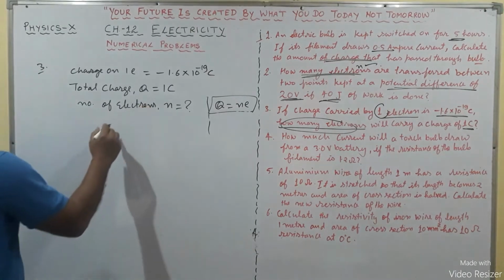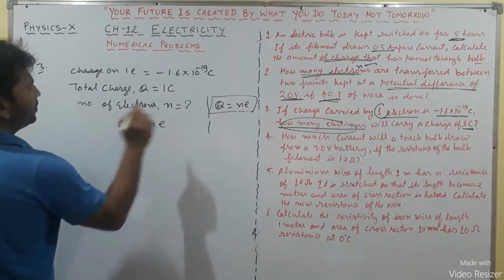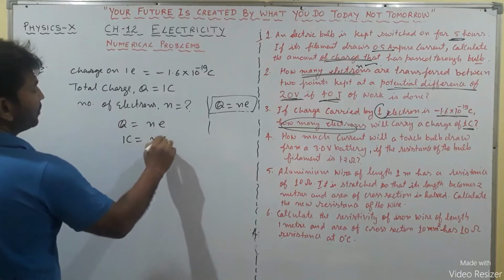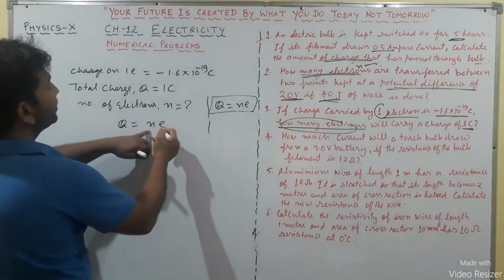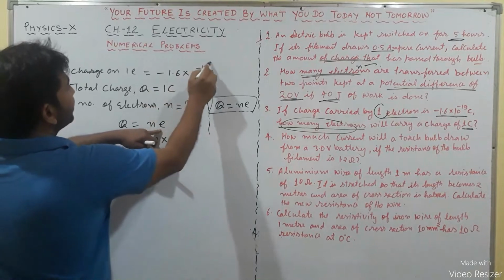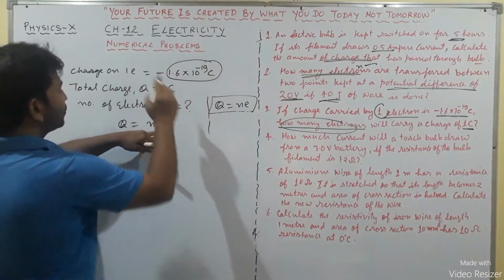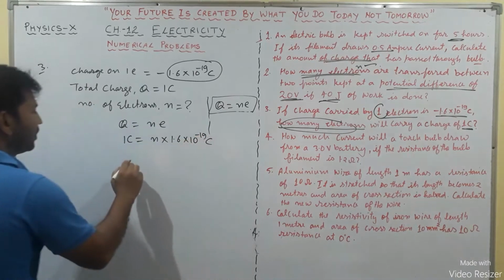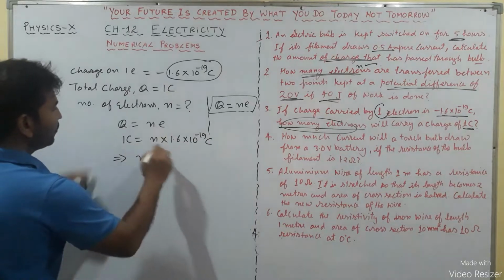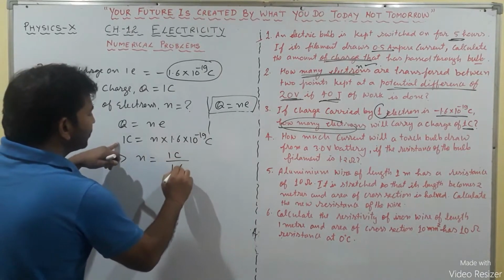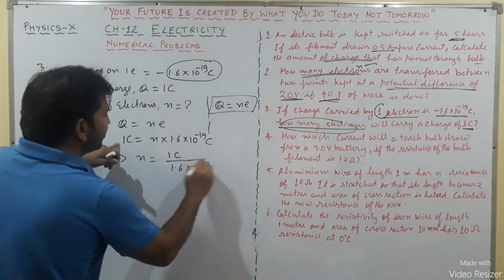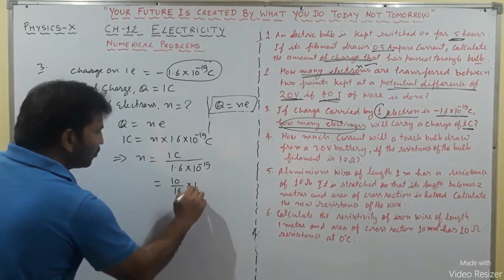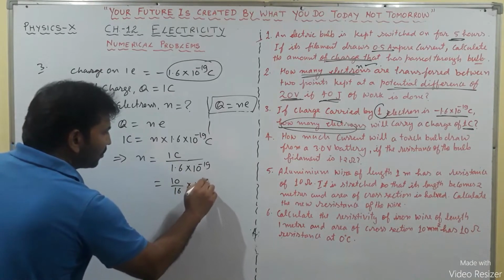So let us write the formula. Q is equal to N into E. And what is the Q here? Q is 1 coulomb. N, we need to calculate. And what is E? Here we will take the magnitude of the charge on one electron, that is 1.6 into 10 raised to power minus 19 coulomb. Then N will be given by 1 coulomb upon 1.6 into 10 raised to power minus 19, and on solving it, 10 upon 16 into 10 raised to power plus 19.